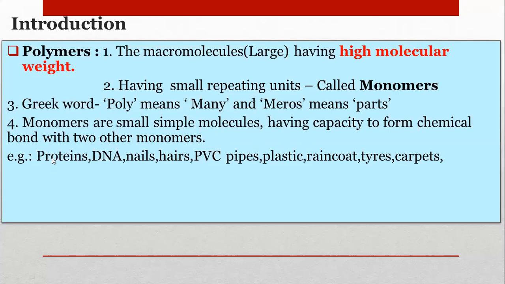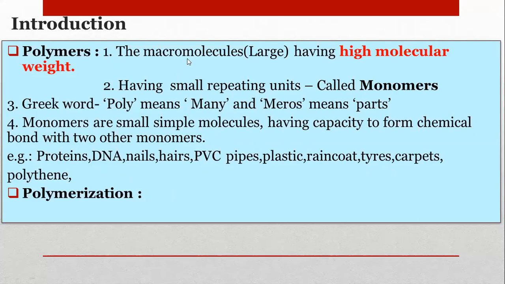See, these are some examples of polymers in our day-to-day life. I have given here proteins, you know proteins, then DNA, deoxyribonucleic acid, nails, hair, PVC pipes, plastic, raincoat, then tires, carpets, and polythene. Now, what is meant by polymerization?